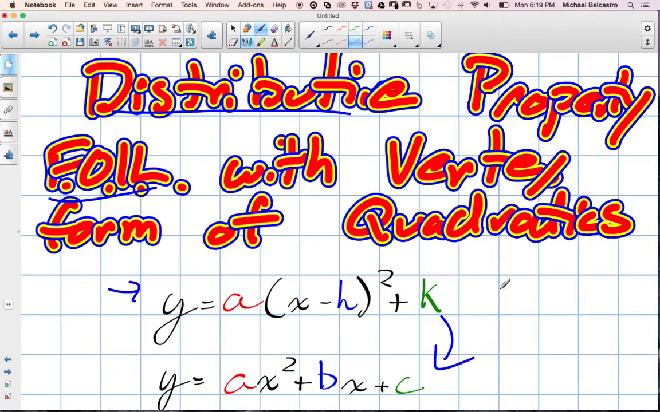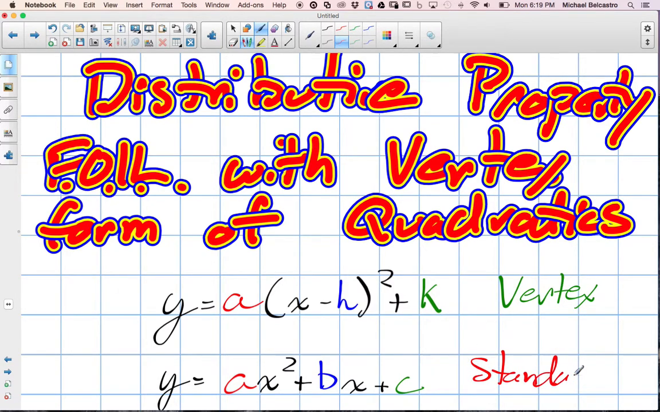This is our vertex form. And this is our standard. And to go from vertex to standard, we FOIL, or what's usually known as distributive property. Okay.